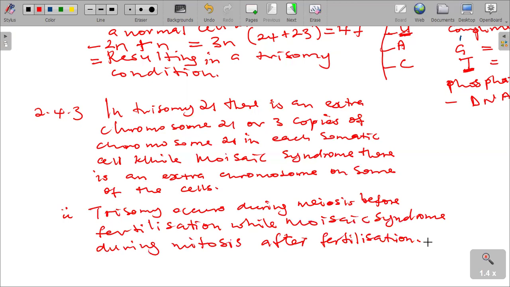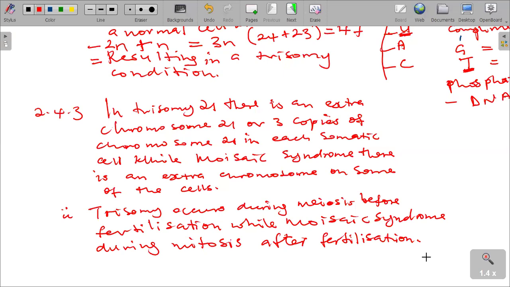So those are the differences. First difference is that in trisomy 21, there are 3 copies of chromosome 21 in each somatic cell, whereas in mosaic syndrome, there is an extra chromosome in some of the cells, not all of them. And then trisomy 21 occurs during meiosis, which is before fertilization, while mosaic syndrome occurs during mitosis after fertilization. So that's what we mean by those questions.